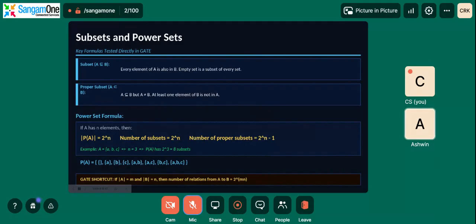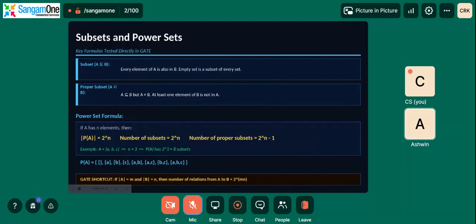Key formulas tested directly in GATE. A subset of or equal to B: every element of A is also an element of B. Empty set is a subset of every set, and every set is a subset of itself. Like in A there is an empty set, in B also there will be an empty set. It is a subset that is commonly found in every set.